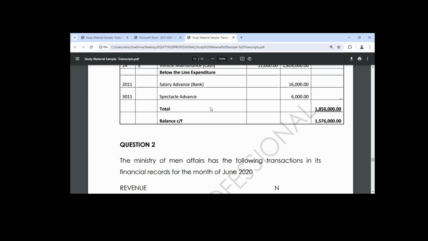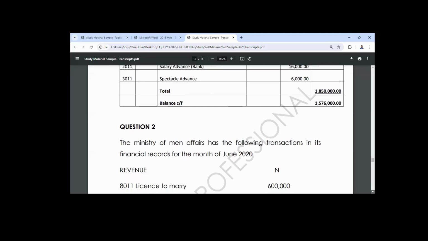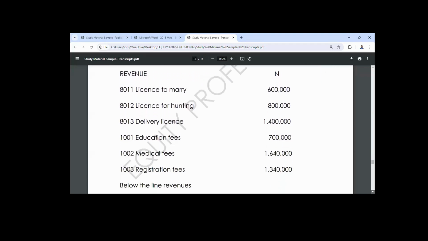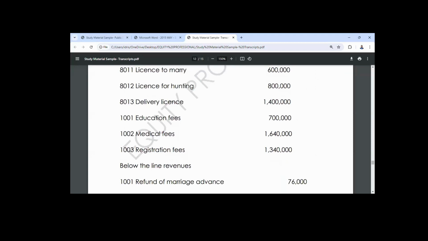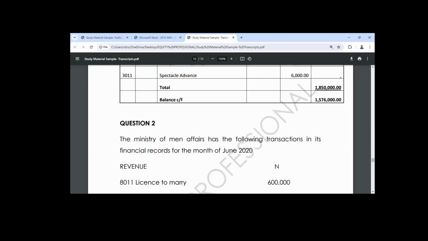Any other question? Yes, please, do you have a question? Can you hear me? Yes, I can hear you. Okay. In this one, we're given above the line and below the line, separated, and also expenditure and revenue. So my question is, can the question come without those separations, so that we will be the ones to sort them?